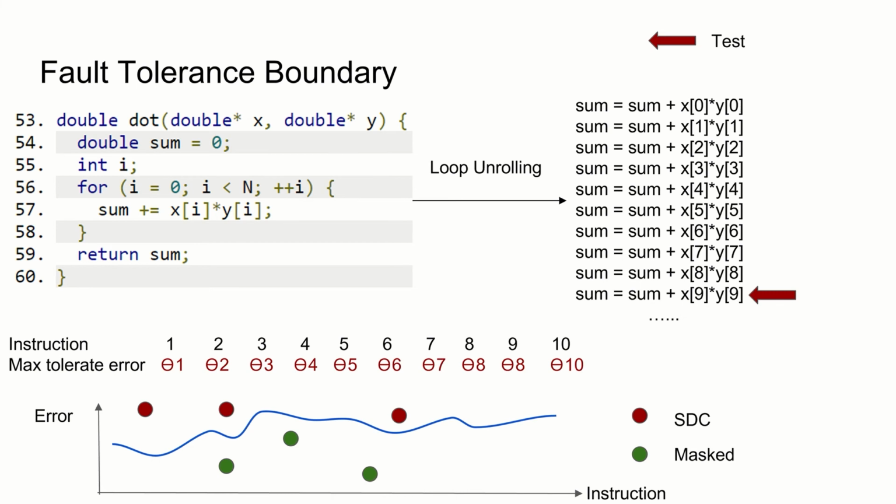Fault tolerance boundary gives the maximum error that each fault injection set can tolerate. In the same cases, each step has a maximum error that the program will tolerate without causing the program to generate silent data corruption. And the final boundary can also be visualized as a temporal visualization.